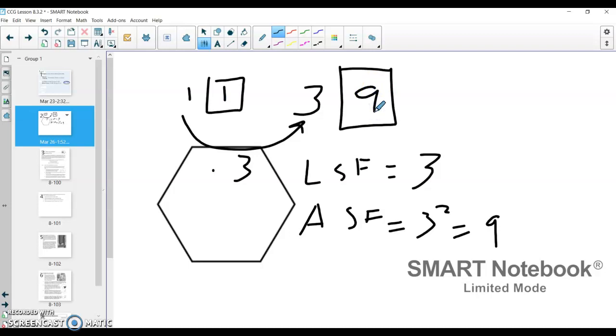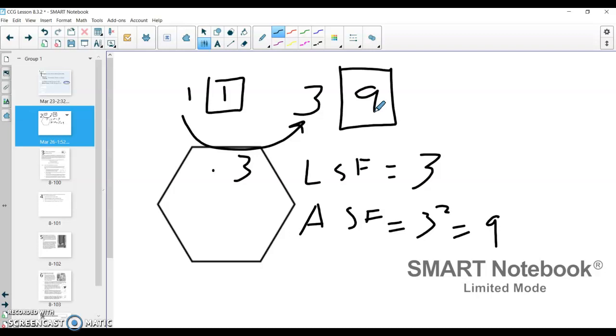If you have questions on the linear scale factor and area scale factor, make sure that we try to go into the Google Meetup or Google Hangout, whatever it is, sometime this week, and ask those questions, because we're going to use that here in today's lesson.